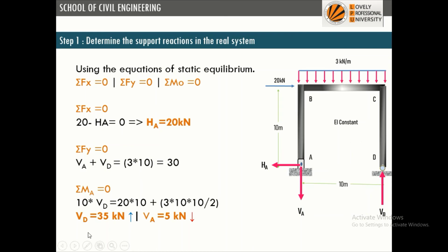So when we solve, we get VD as 35 kilonewton and VA as downward 5 kilonewton, because VA plus VD was 30 and VD alone is 35. So VA will be on the downward side.